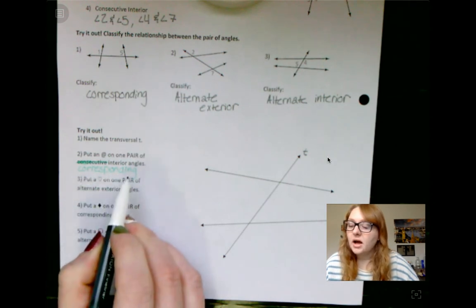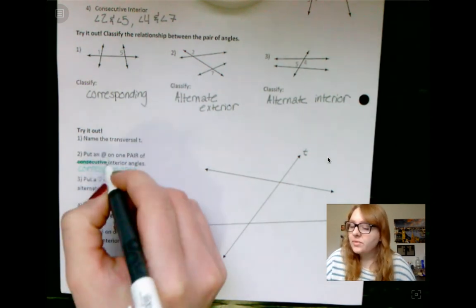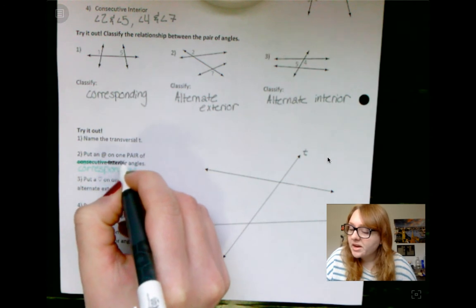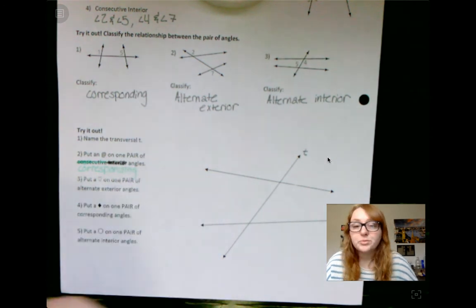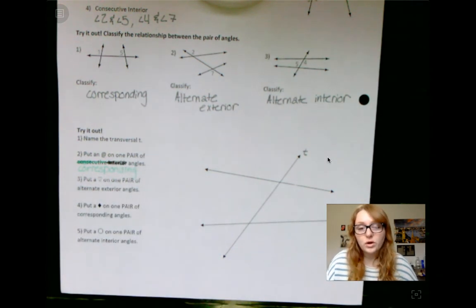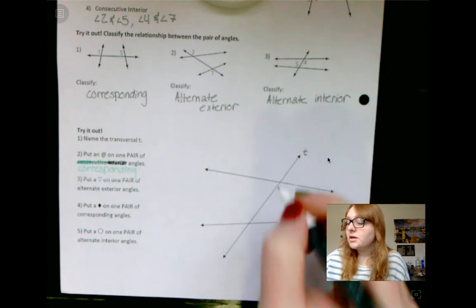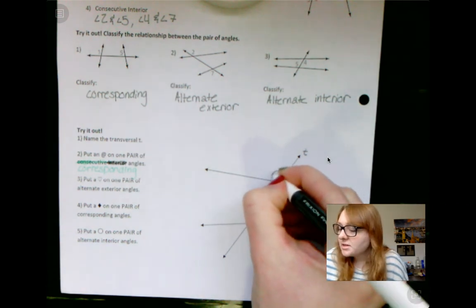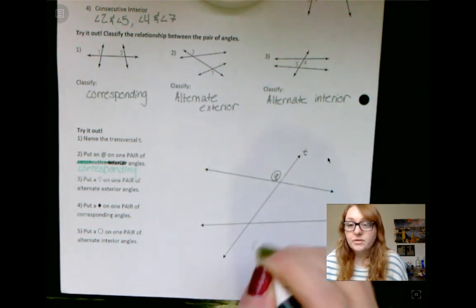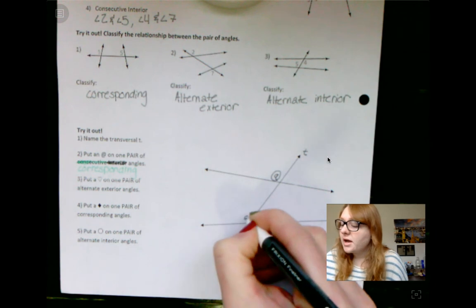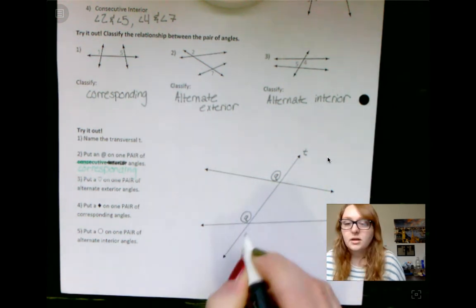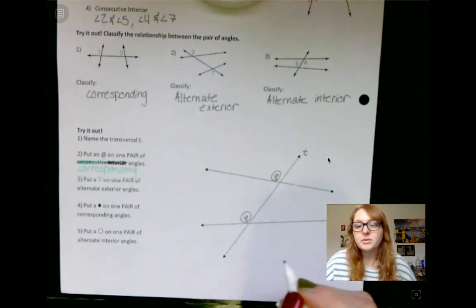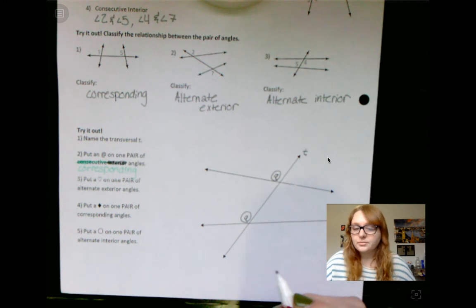Okay, the next one is asking us to put an at sign on one pair of corresponding angles. Okay. There's a typo here that I put a line through this last year. So we're going to put an at sign on a pair of corresponding angles. Remember that corresponding are in corresponding positions. So like top left and top left. Okay, so I'm going to put an at sign in the top left of the first intersection and an at sign in the top left position in the second intersection.